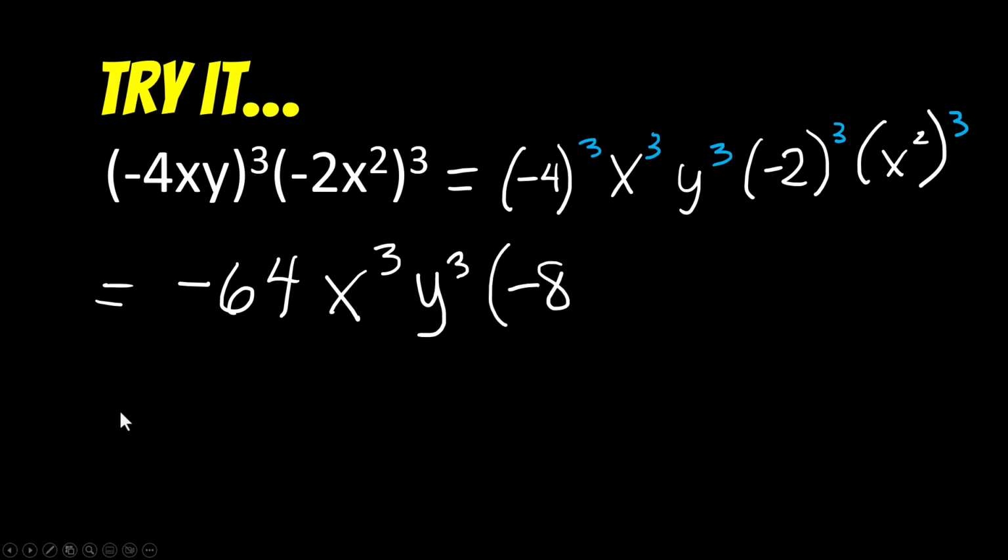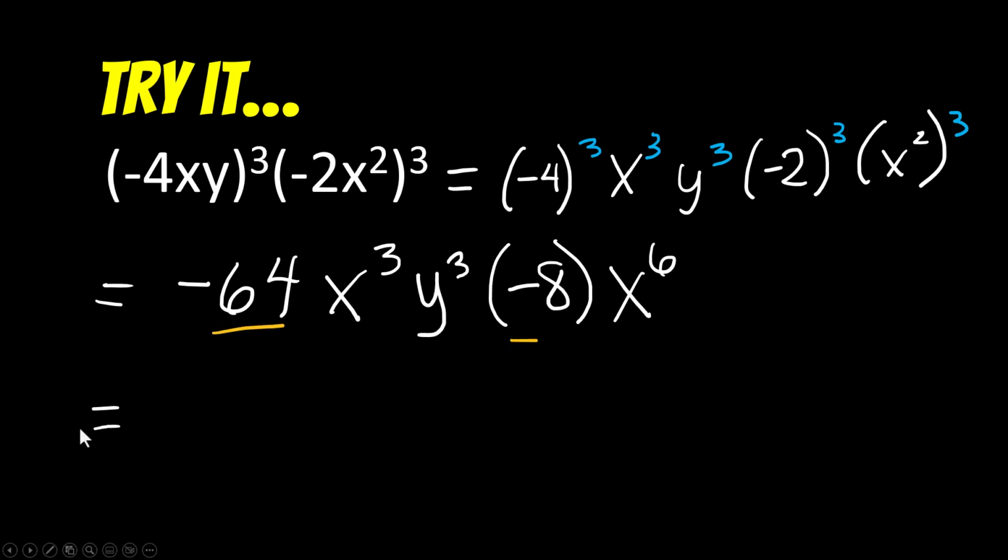And so we simplify what we have here. -4 times -4 times -4 is -64. Then we have an x cubed, and then we have a y cubed. -2 times -2 times -2 is -8. And then we have x squared to the 3rd power, which would be x to the 6th power. Now we need to multiply the numbers together, and we need to take care of those x's.